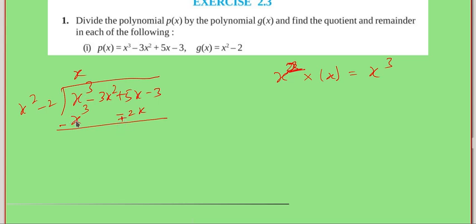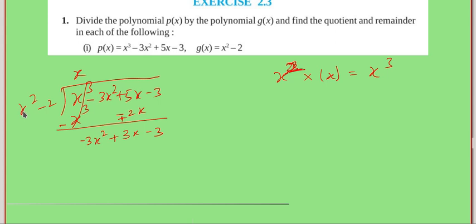So plus x cube minus x cube becomes 0. And in this term plus 5x minus 2x becomes plus 3x. And this one is minus 3x square, and minus 3 is here.